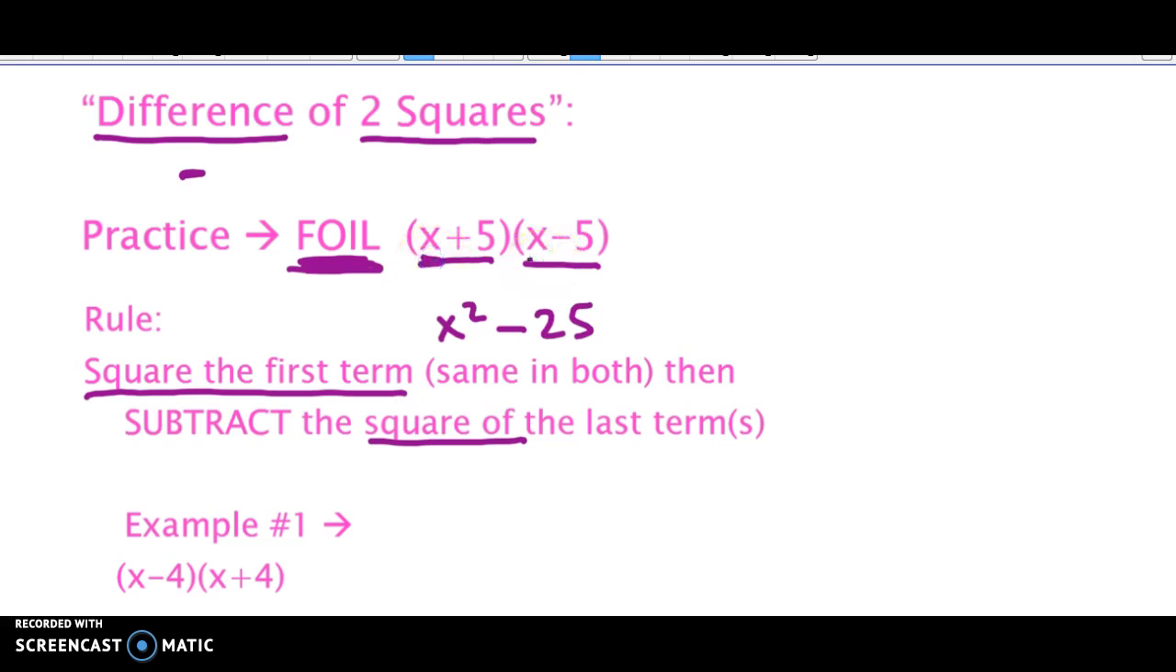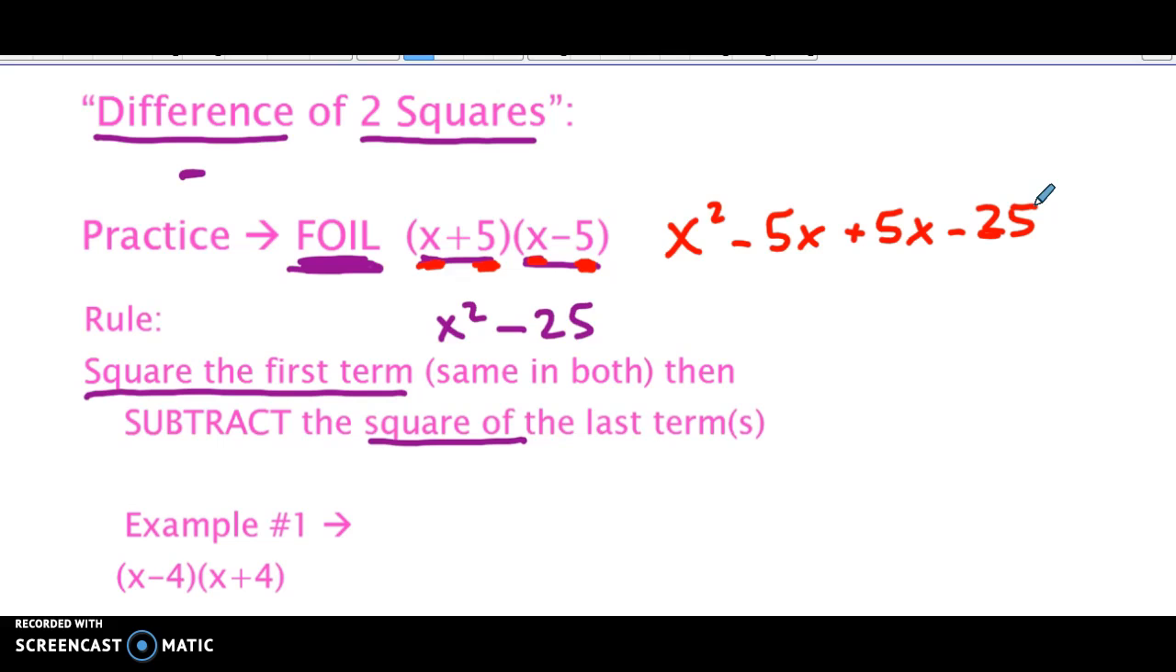Our first terms are x times x, which gives us x squared. Our outer terms are x and negative 5, which gives us a negative 5x. Our inside terms are positive 5 and positive x, which gives us plus 5x. And my last terms, positive 5 times a negative 5 gives me negative 25.